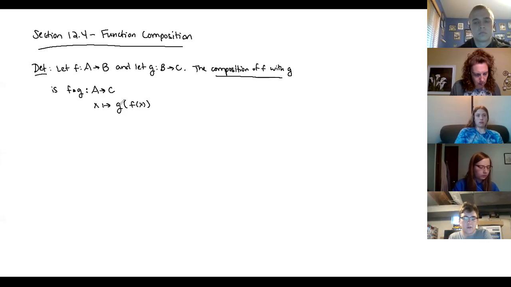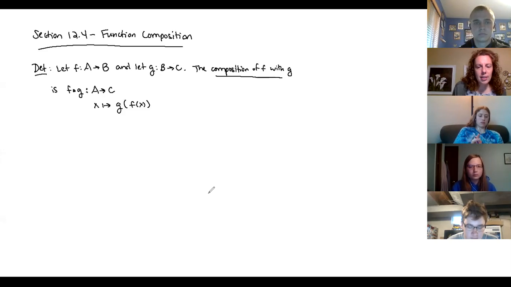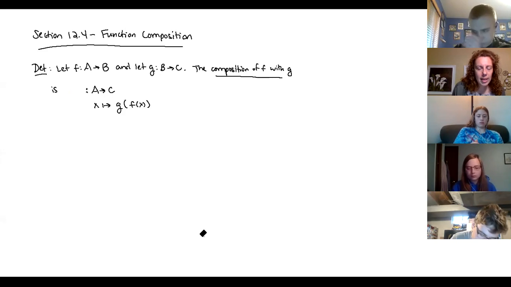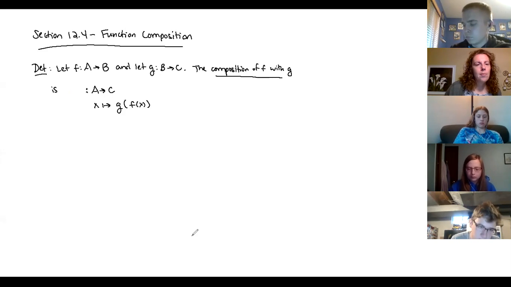Okay, one sec. My page is different, so you're not helpful on page numbers. g circle f, g of f of x. Composition of f with g. Oh yeah, I've got my left hand side backwards. That's why I'm having issues here. So the wording is correct and the right hand side is correct. I just have my side backwards here. So this is g circle f. Thank you. All good.